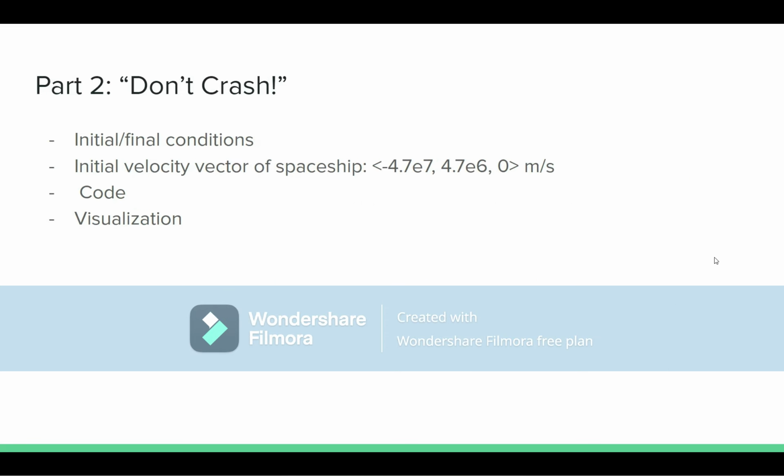Now to the second part of this lab, don't crash. There is a spaceship that is located on a planet closer to the black hole than the star from part 1. The ship launches from the side of the planet that is facing the direction of the velocity. The system is the spaceship, and the surroundings are the black hole and the planet.